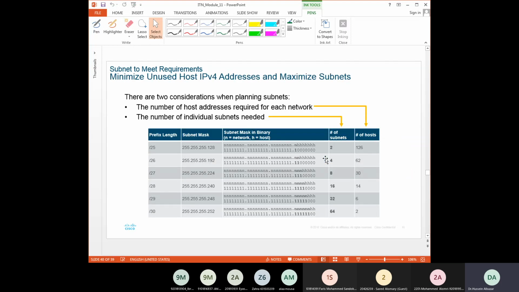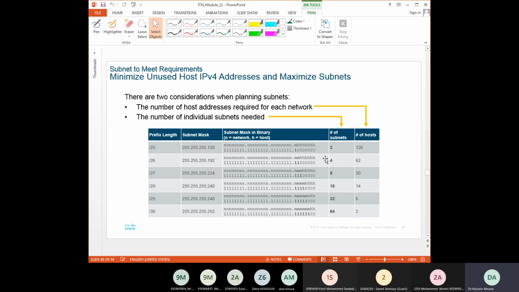Now, why are we doing this? Why will we subnet our subnet by using a different subnet mask? Simply, we need to avoid having unused public IPv4 addresses. We do not want to have IPs that are not used at all, because we would be wasting our limited public IPv4 addresses.